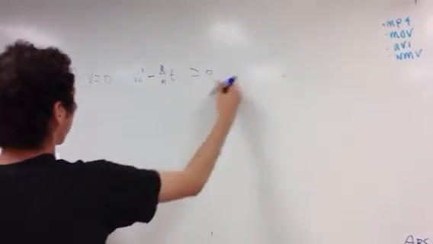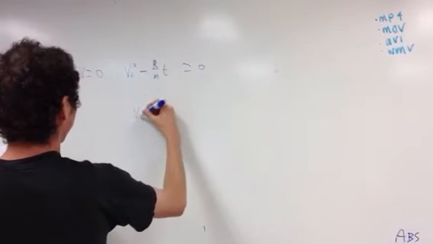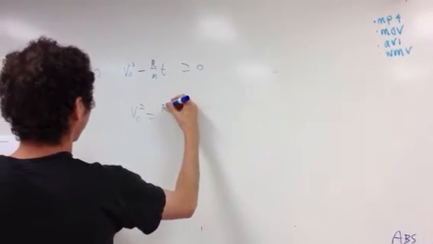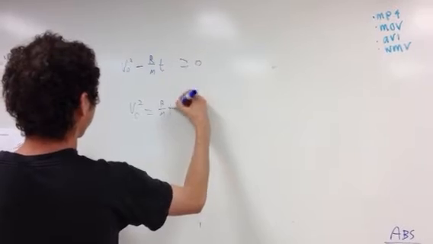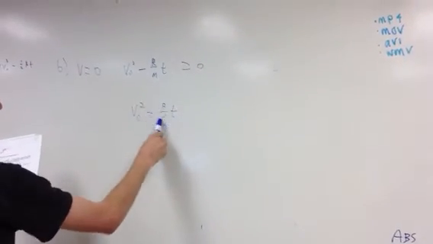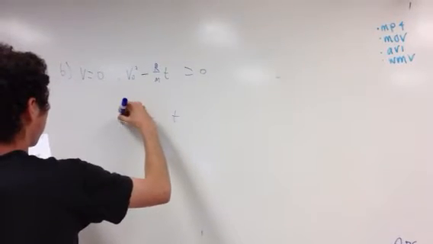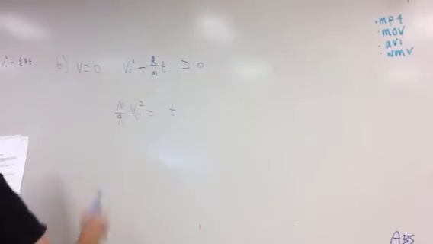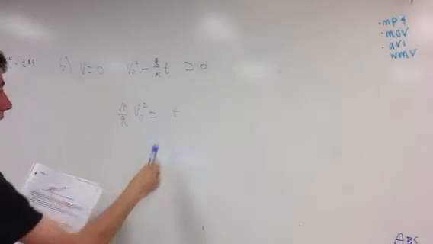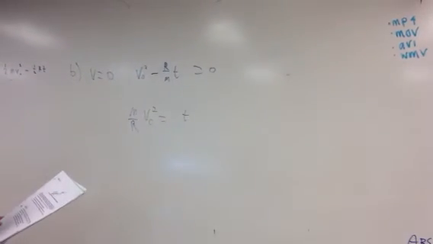We move R over m t to the other side, so we get v naught squared equals R over m t. We divide by R over m, so we get m over R times v naught squared. And this should be the time at which the car stops and velocity equals 0.